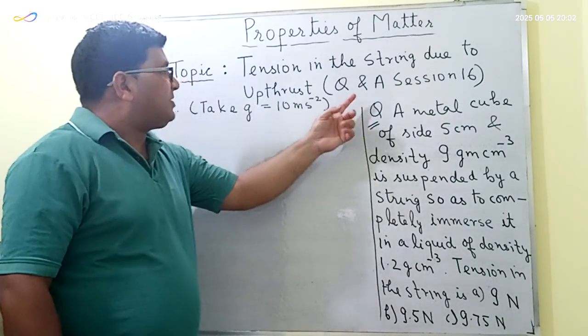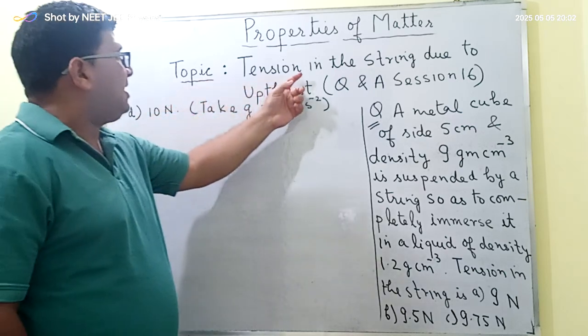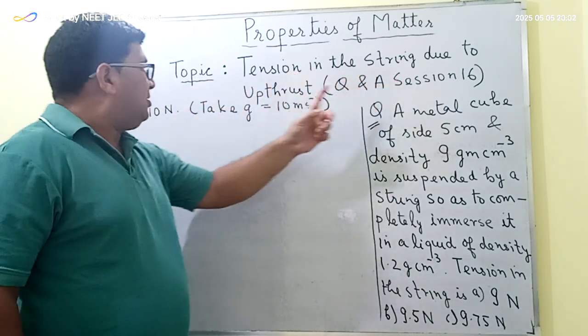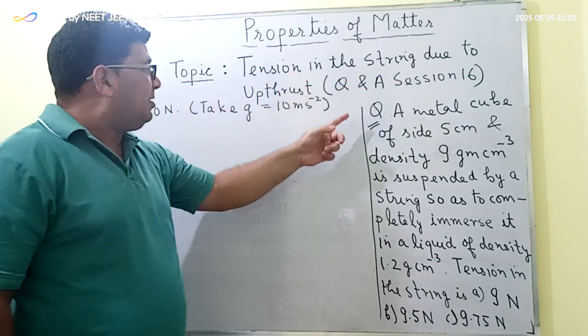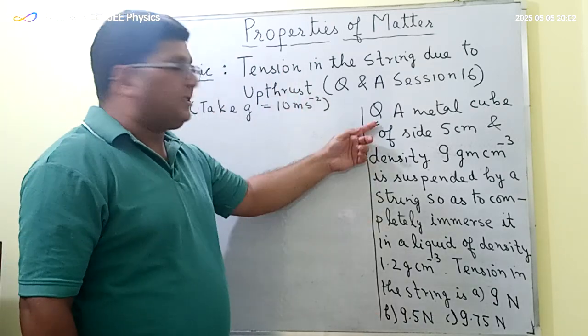Welcome to the Q&A session 16 from the chapter of properties of matter. The topic is the calculation of tension in the string due to the upthrust. And based on this topic, I have one question which is written here on this board.